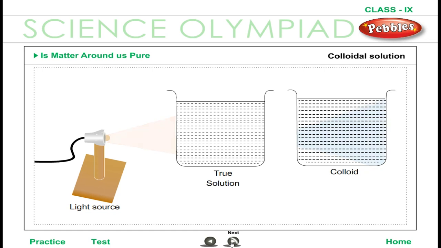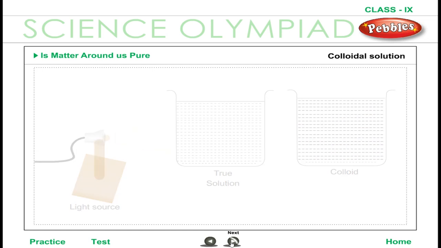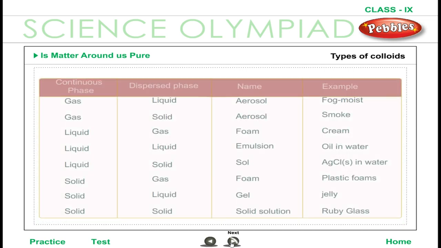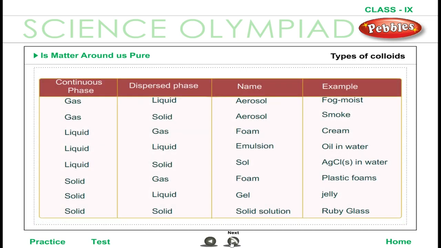The colloidal solution shows a property called Tyndall effect. The Tyndall effect is the scattering of light by colloidal particles. This accounts for the beam of light being visible in the ink solution. Types of colloids are shown in the table.